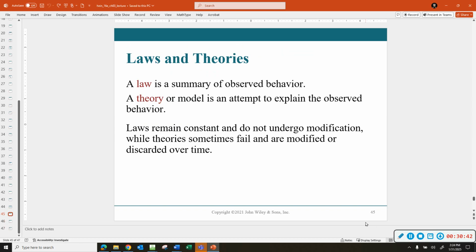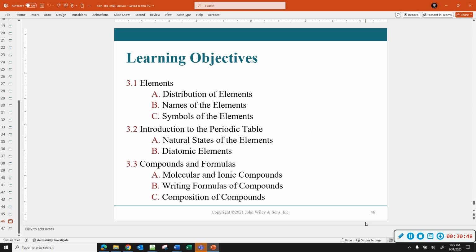Laws and theories, we talked about this in Chapter 1 about what a law, what a theory, and a hypothesis is. So I'm not going to review this. And there's the learning objectives as far as the end of the chapter.